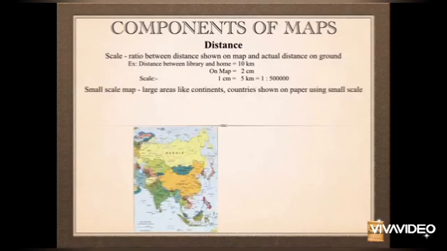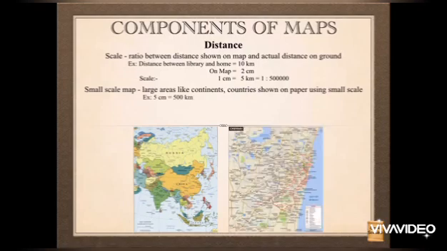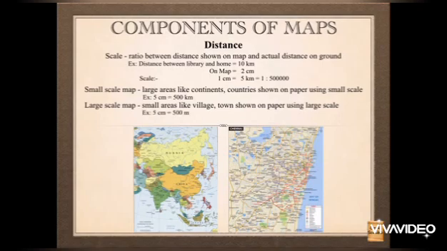Okay, yes. The next thing is two types of maps are there. One is the small scale map and the other one is the large scale map. A small scale map, if you see, shows large areas like continents and countries on paper using a small scale, which means that a big place they will show, but it won't be very clear. Whereas in a large scale map, a small place is shown big. So from that you can learn very minute information.